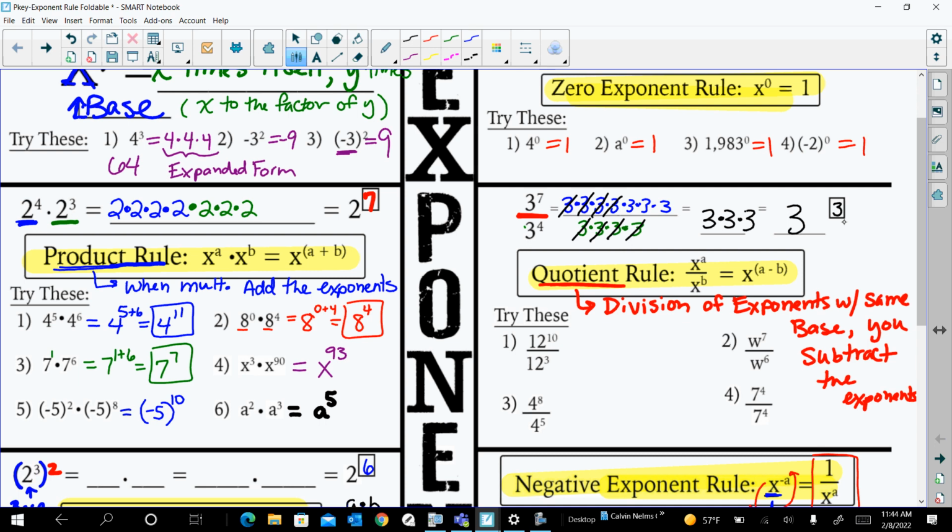So what did I do with these exponents here, this 7 and this 4, to end up with 3 to the 3rd power? You subtract them, yeah. So when doing division, that's what I wrote in this little note. Division of exponents with the same base, you subtract the exponents. Okay, you subtract the exponents.